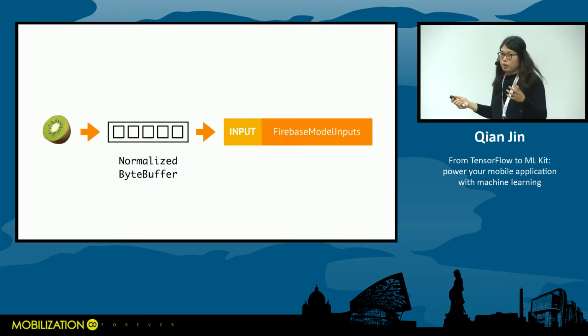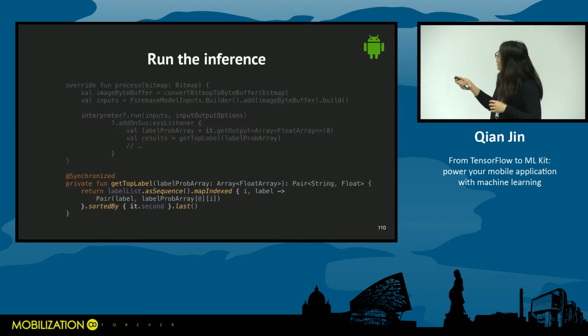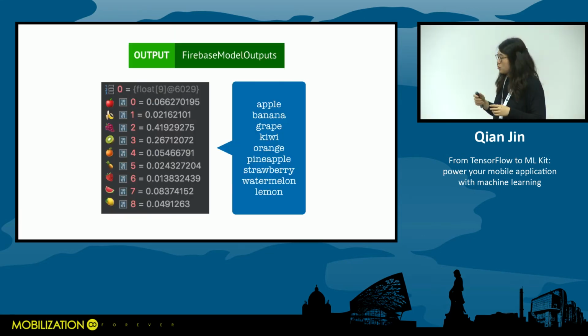So taking, for example, a photo of a kiwi, we will have a byte buffer which is normalized. Then we feed it to MLKit. MLKit will run the inferences on device, and we will get some result as output. The code has been presented really fast, so I just want to show you graphically how that works.